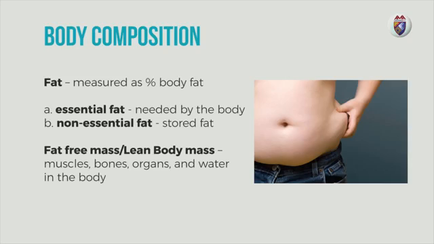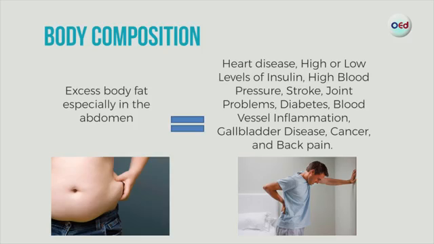And the second type of tissue is your fat-free mass or your lean body mass. This refers to the weight of your muscles, bones, organs, and water inside your body. Why do you need to improve on your body composition? The answer is that excess body fat, especially in the abdomen area, are at risk for heart disease, high or low levels of insulin, high blood pressure, stroke, joint problems, diabetes, blood vessel inflammation, gallbladder disease, cancer, and back pain.